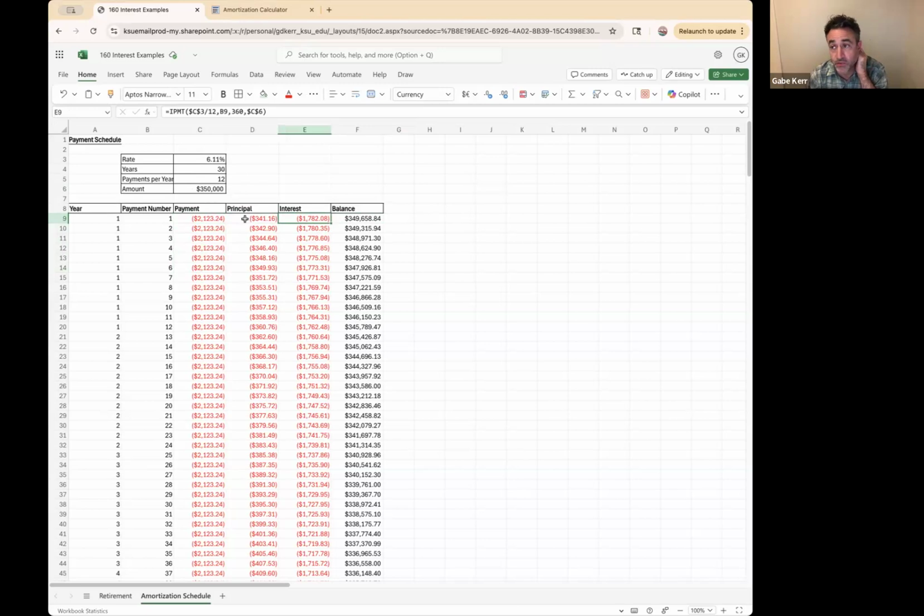And those numbers change over time. So initially, you can see in this very large loan of $350,000, very little of the money that you're paying goes to the principal. And why does that matter? Well, it matters because you may not want to live there 30 years.